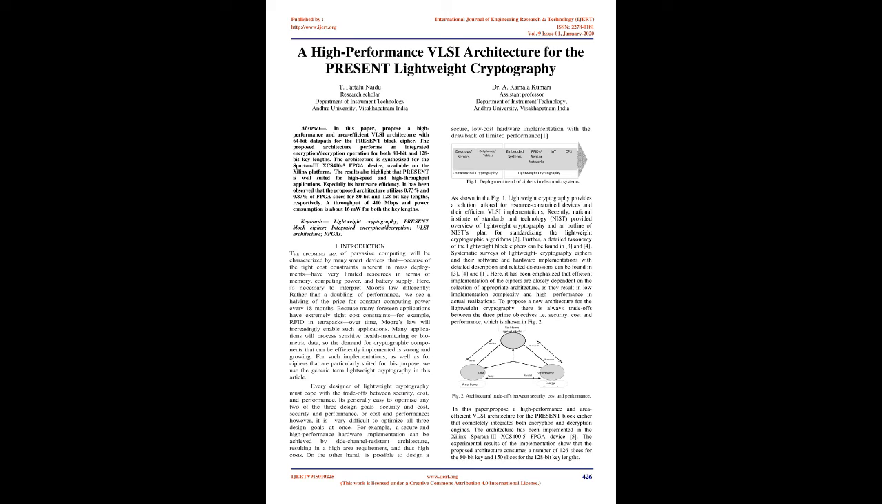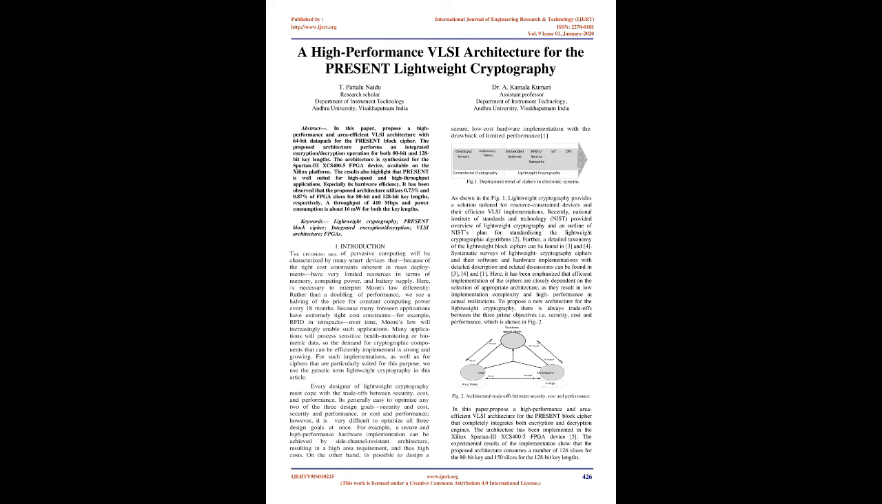1. Introduction. The upcoming era of pervasive computing will be characterized by many smart devices that, because of the tight cost constraints inherent in mass deployments, have very limited resources in terms of memory, computing power, and battery supply. Here, it's necessary to interpret Moore's law differently. Rather than a doubling of performance, we see a halving of the price for constant computing power every 18 months. Because many foreseen applications have extremely tight cost constraints, for example RFID in tetrapacks, over time Moore's law will increasingly enable such applications. Many applications will process sensitive health monitoring or biometric data, so the demand for cryptographic components that can be efficiently implemented is strong and growing.